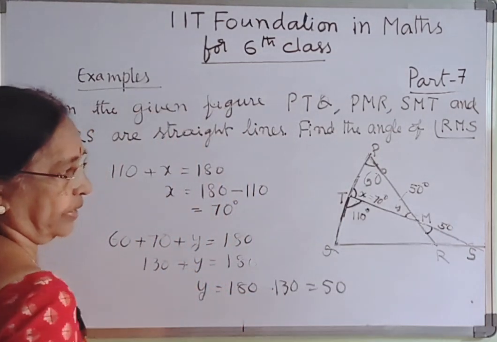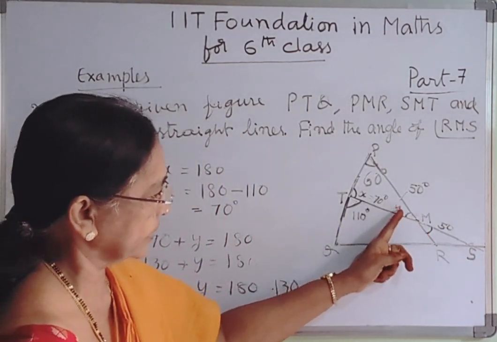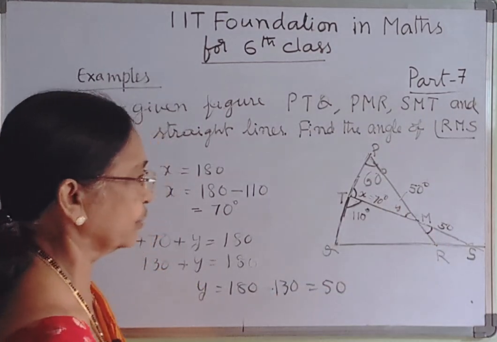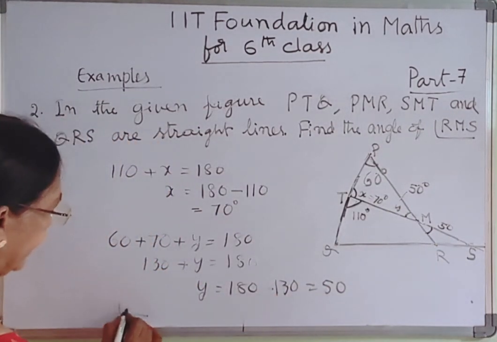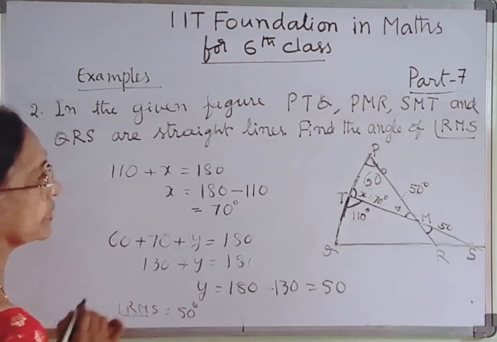So, vertically at M, vertically opposite angles are equal. As this angle is 50 degrees, this angle is equal to 50 degrees. Therefore, angle RMS is equal to 50 degrees.